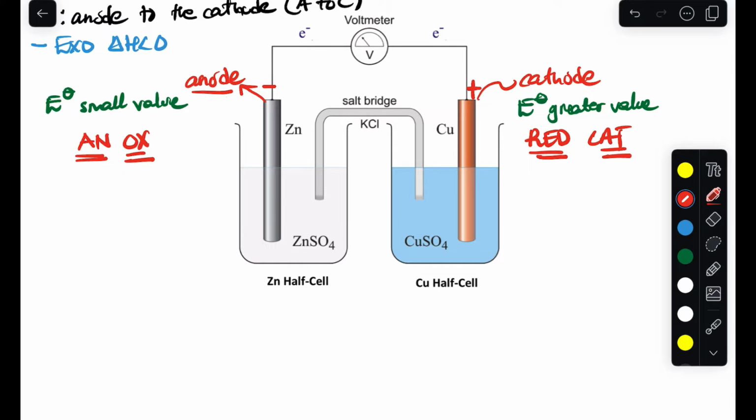of these half cells. So it's going to be zinc. Since it's oxidizing, it's a zinc atom. It oxidizes to Zn2+ plus 2 electrons, right?